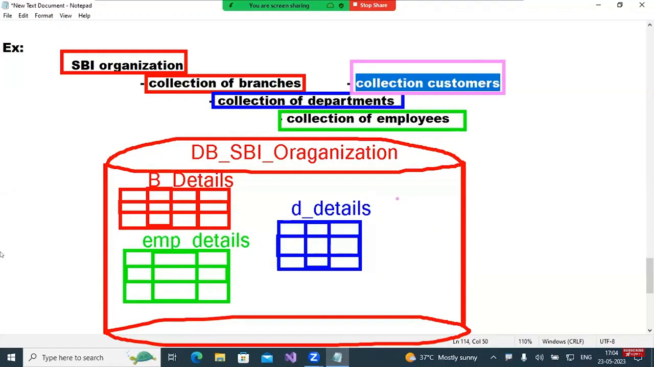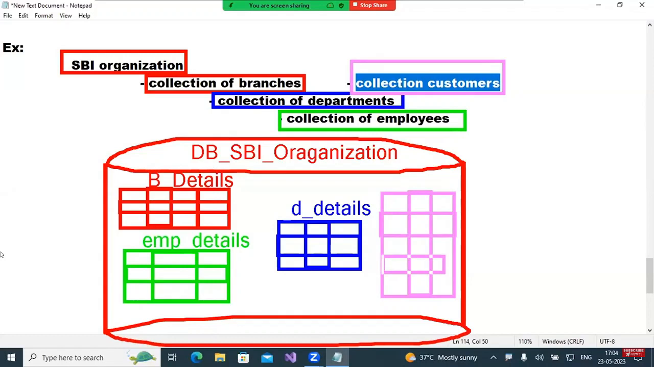Next we have customers. To store customers' information, we need to create one more table, for customer-related information. This is called C details. So now tell me, how many tables did I design? Four. Each table is designed for storing some specific related data. Yes or no? Fine. So all are saved like this.